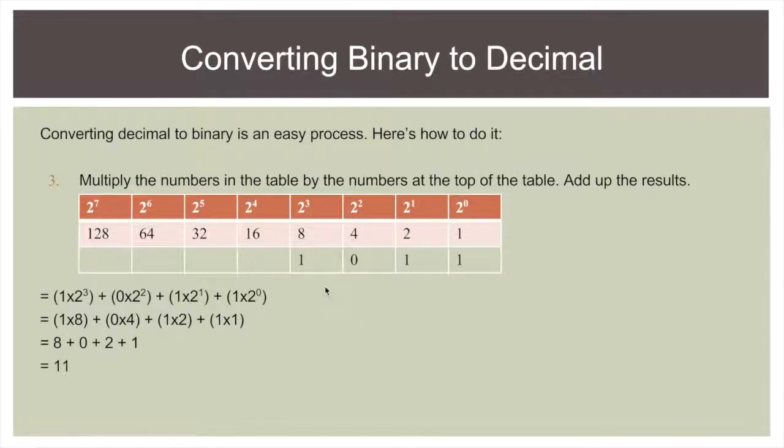And all we do is our maths. So 1 times 2 to the 3, 0 times 2 to the 2, 1 times 2 to the 1, 1 times 2 to the 0. Add that up, and you get 8 plus 0 plus 2 plus 1, which equals 11. Very simple.